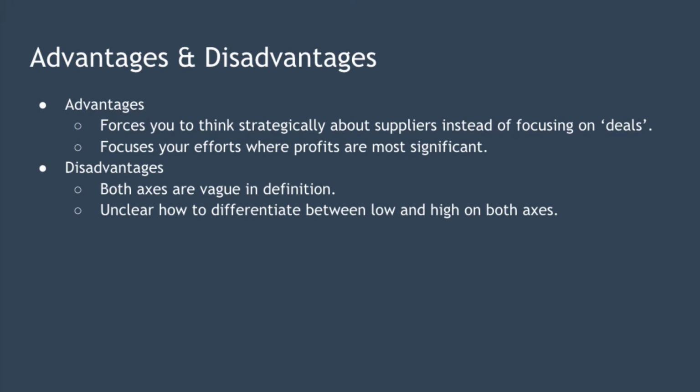Now, in terms of disadvantages, both axes of the matrix are somewhat vague in definition. So, for example, it's not entirely clear what factors exactly constitute supply risk. And it's also unclear how to differentiate between low and high on both axes. You know, at what precise value does that happen? You're left to define that for yourself.